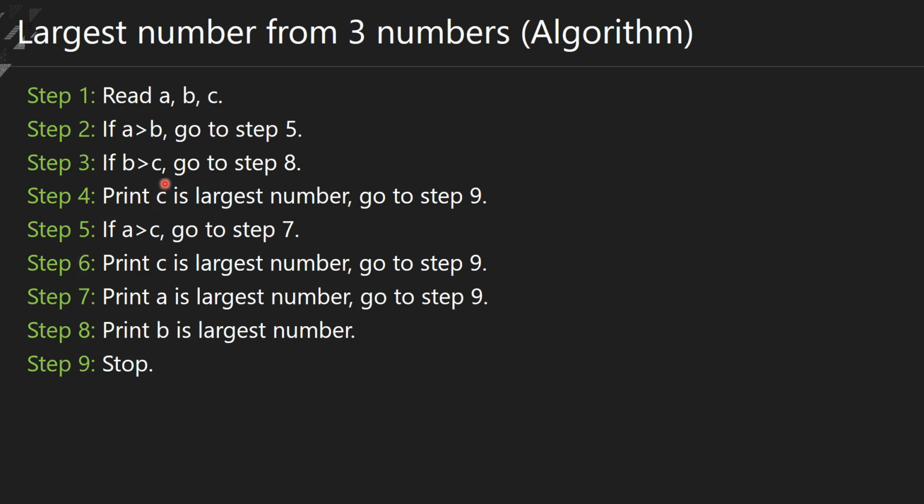If at all it is not, then A is not greater than B, and B is greater than C, then go to step 8. What is step 8? B is the largest number. Suppose print C. Why do you not need to check C against the other two numbers? Because it was already tested by A and B. Then print C is the largest number. Go to step 9. Then all this is completed.